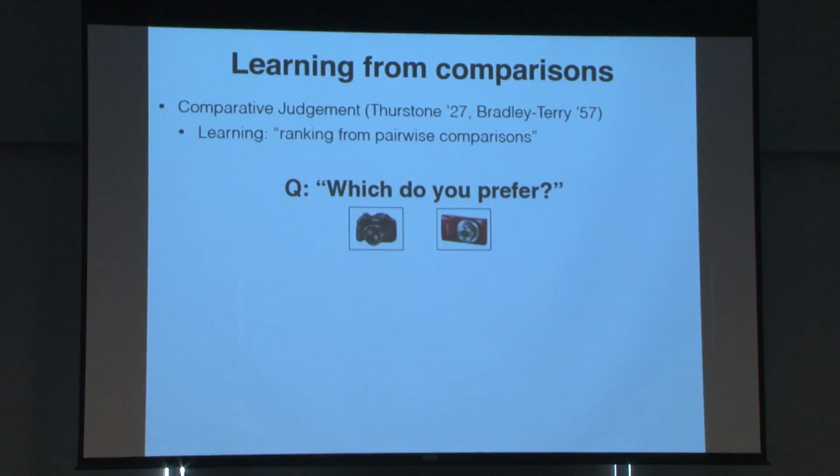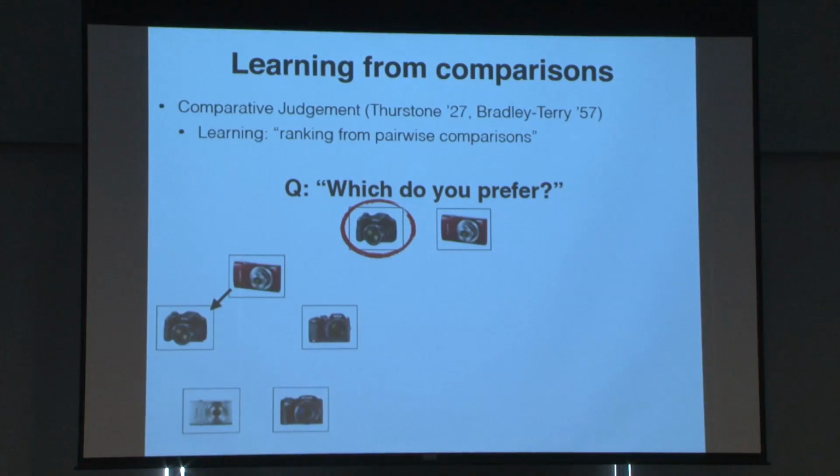So the starting point for a lot of this dates back to Thurstone's psychometric work on learning from comparisons. I'm going to build this up and then show you how what I'm thinking about these days is different than that. So there's this classic question of which of these two digital cameras do you prefer? And you say, OK, I prefer the one on the left. Great. And what you can do is start building a directed graph of choices between alternatives.